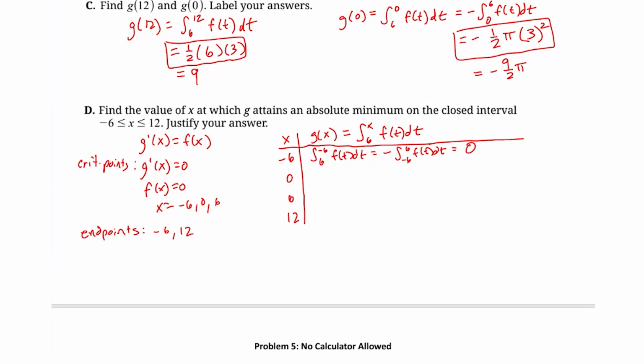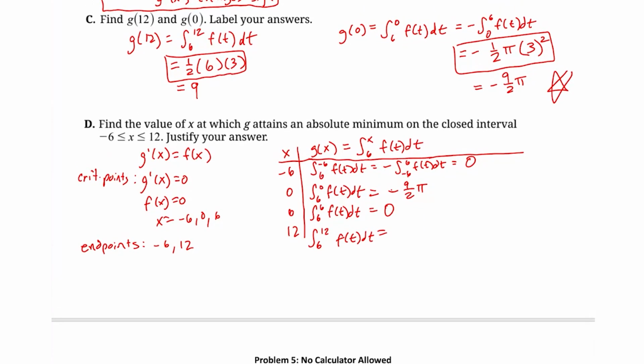Okay, now if we look at when x is 0, we have the integral from 6 to 0 of f of t dt, and we actually already evaluated that, right? We evaluated that up here. So we don't need to do it again. We could just say that it's negative 9 pi over 2. Now, if we plug in 6 and we have the integral from 6 to 6, anytime your upper and lower limits are the same, your integral is just always 0. And then finally, we've got the integral from 6 to 12 of f of t dt. This is one that we already solved over here. We saw that that was 9.